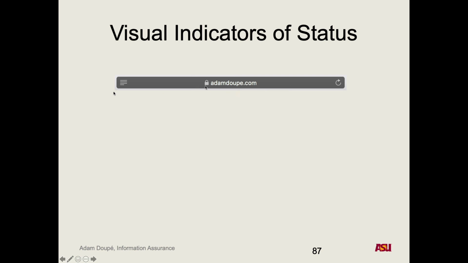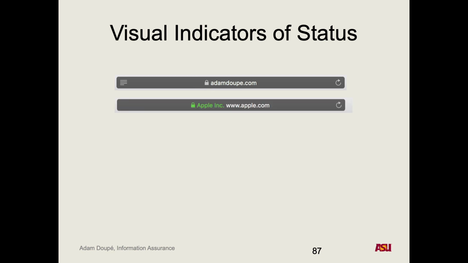So what's this lock icon telling you? Yeah, A, that this communication is encrypted, so it's using HTTPS, and B, that the browser is verifying the identity, something that's not surfaced directly: that this certificate from adamdupay.com was actually cryptographically signed through a certificate authority, and I can verify that one of the certificate authorities that my browser trusts that certificate.